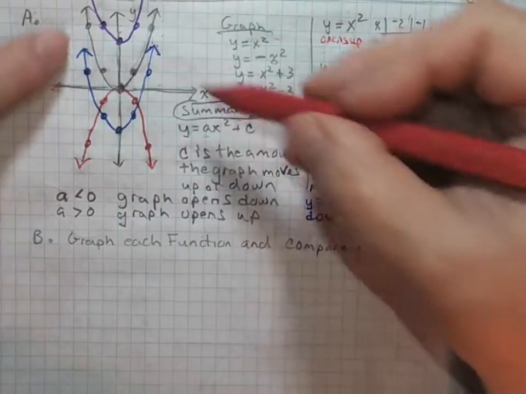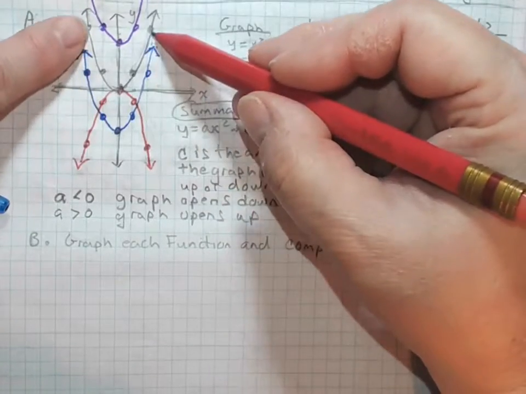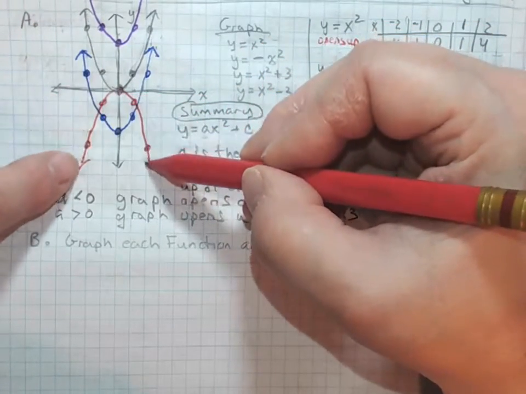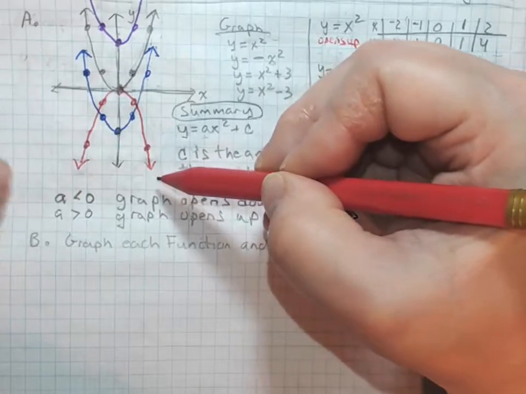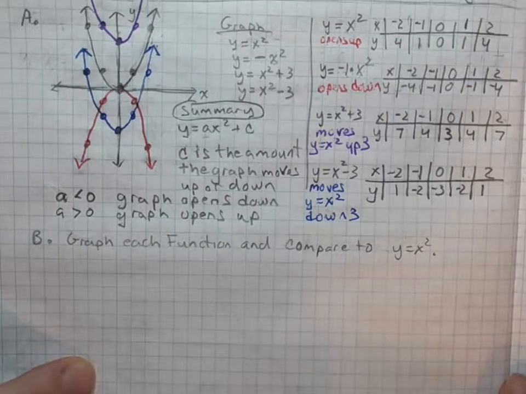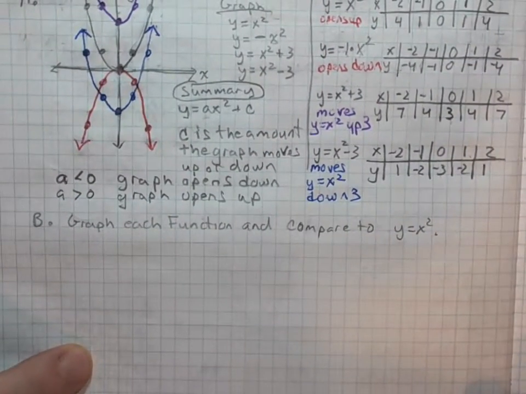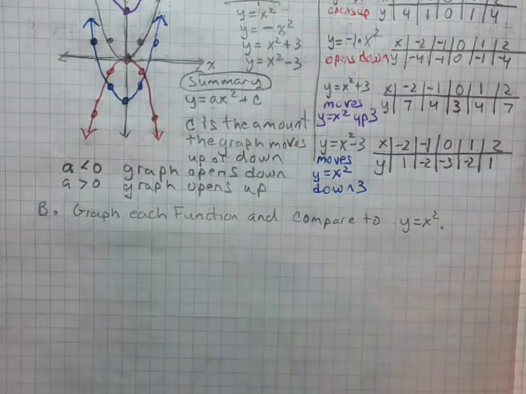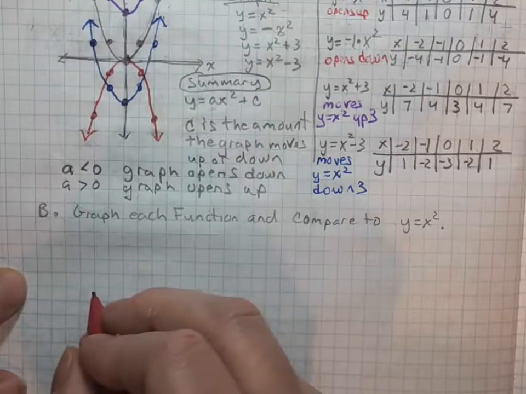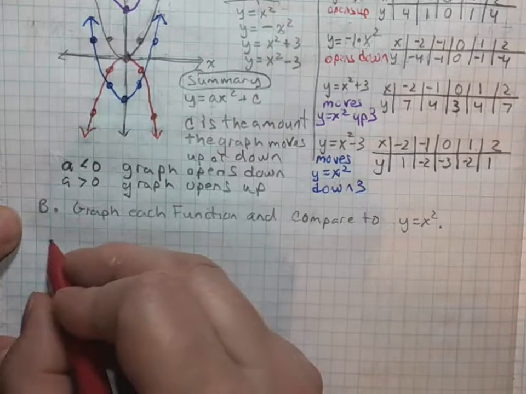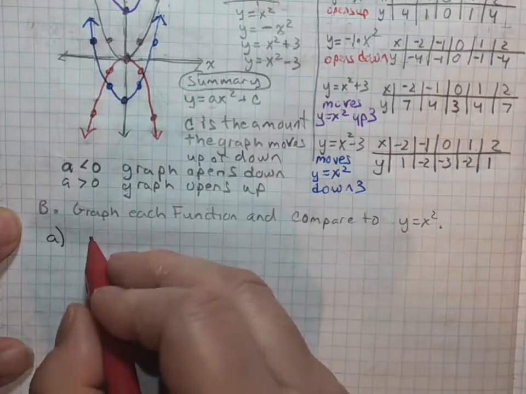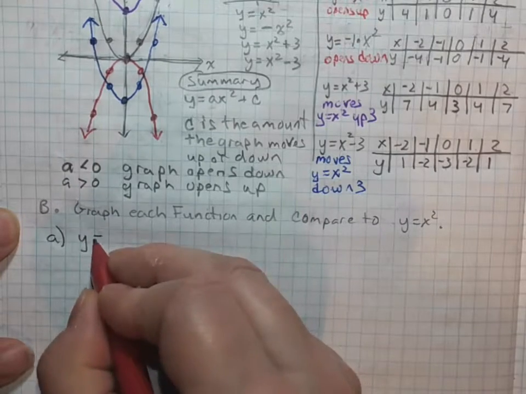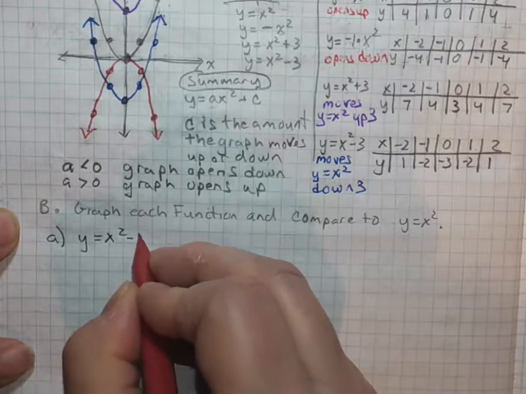All right, so opening up means that the arrows are pointed up. Opening down, the arrows on the ends are pointed down. Okay? All right, so we're going to graph a couple functions and then compare them to y equals x squared. And so let's practice just taking a guess at what you think will happen. We'll start with this one.